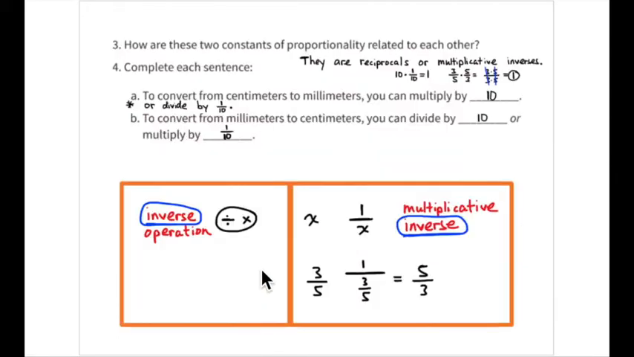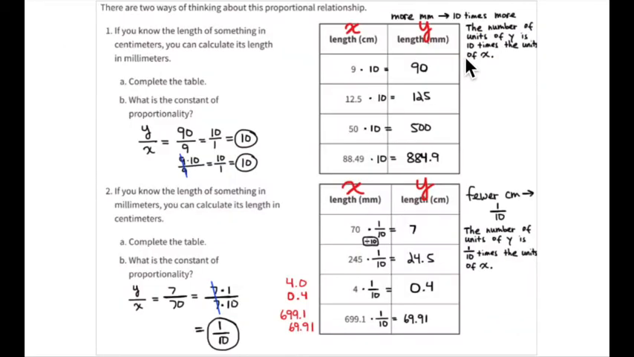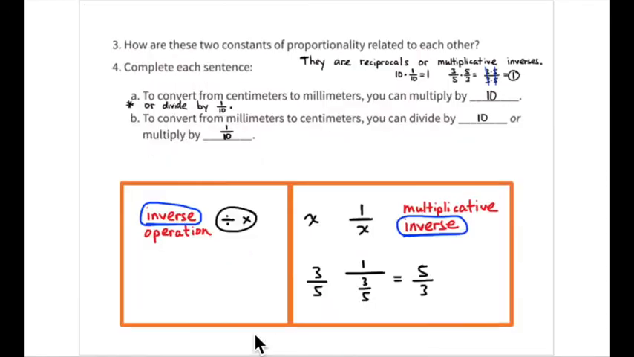So how are the two constants of proportionality related to each other? Well, one constant of proportionality is 10, so every time you see centimeters, you multiply that times 10 to get millimeters. Every time you see millimeters, you multiply that times 1/10 to get centimeters. So you're going the opposite way. So these constants of proportionality are reciprocals of each other. And that's really called the multiplicative inverse of each other. So 10 times 1/10 equals 1.